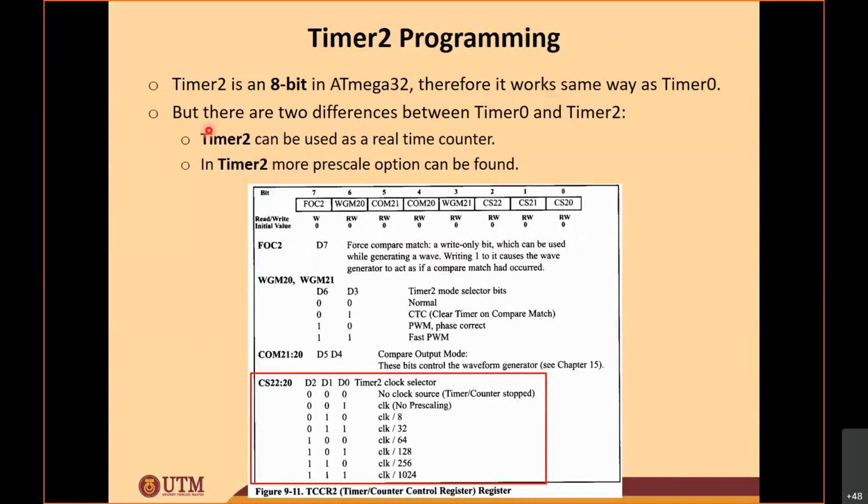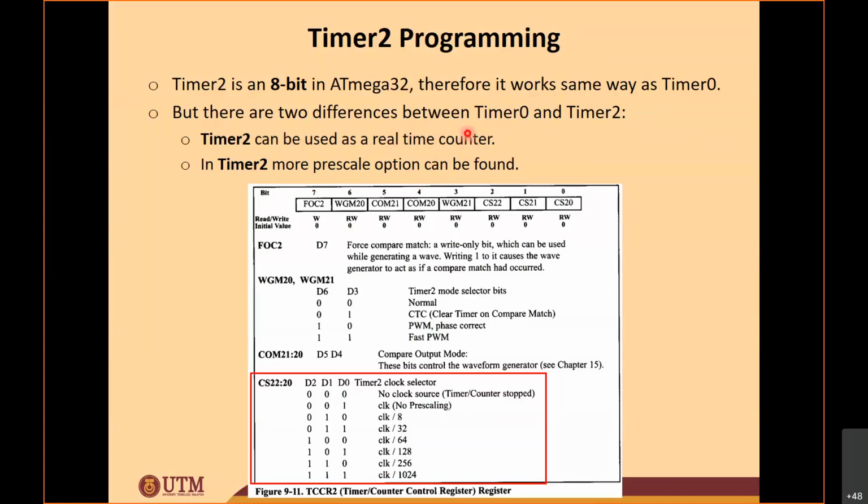There are only two differences between Timer0 and Timer2. Timer2 can be used as a real-time counter, and in Timer2 more prescaler options can be found. Sorry, Timer2 cannot be used as a real-time counter. Why can it not be used as a real-time counter?